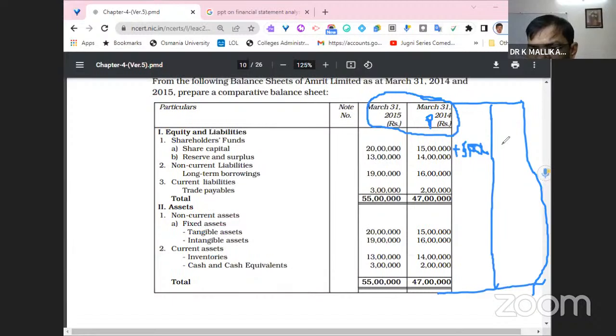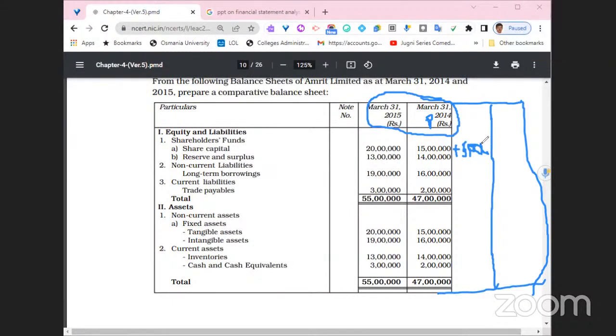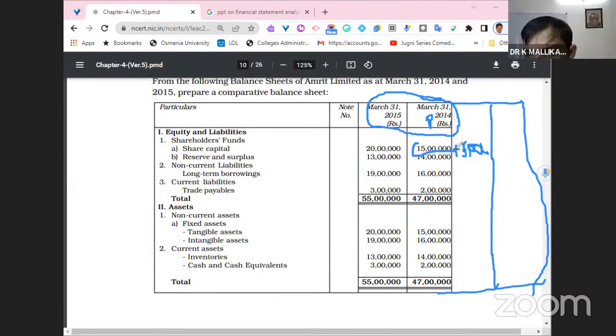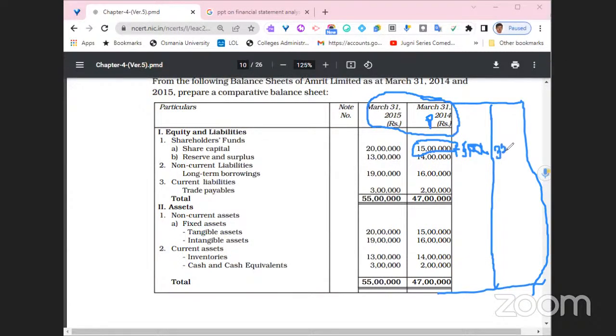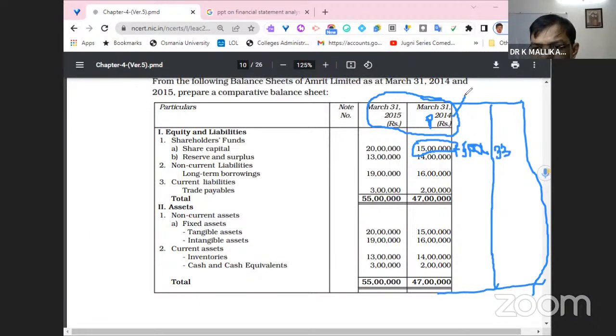Anuradha, how will the percentage be derived here? 5 lakhs divided by 20 lakhs into, no, 100. No, 5 lakhs divided by 15 lakhs. Base year is the previous year. It is 33.33%. Base year ఏది మనకు? ఇది base year. Okay. ఇక్కడ చూడండి.